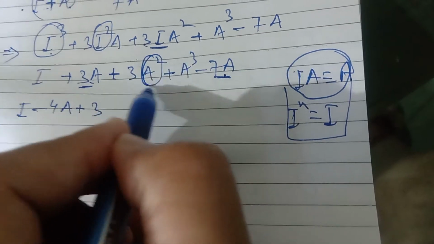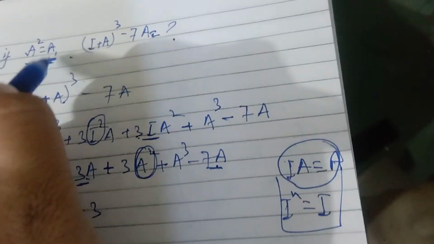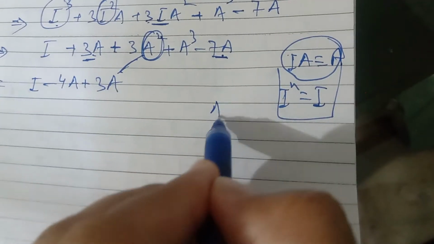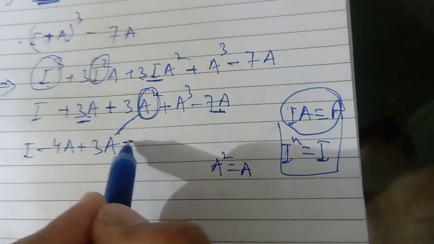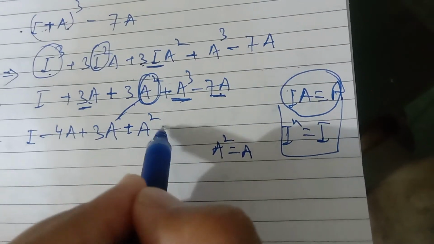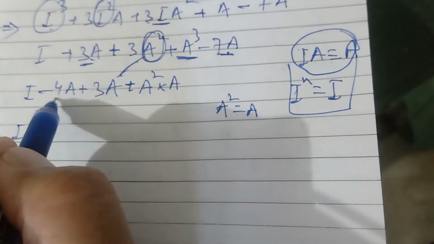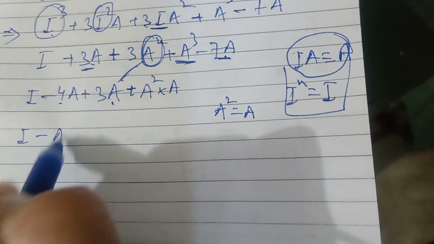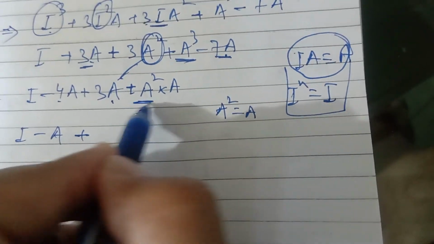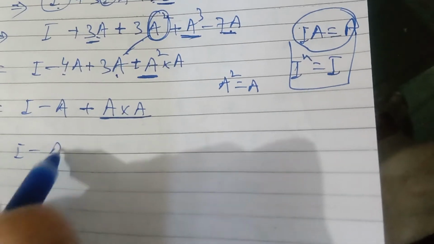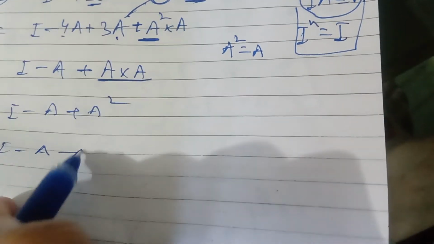नाउ A स्क्वायर इज इक्वल टू व्हाट? A. तो दिस विल बी प्लस 3A बिकॉज A स्क्वायर इज इक्वल टू A. एंड सिमिलरली फॉर A क्यूब आई कैन राइट इट एज A स्क्वायर इंटू A. सो दिस इज इक्वल टू I माइनस, ये हो गया 4A और ये -3A. तो कितना बच गया? -A प्लस A स्क्वायर किसके बराबर था? अगेन A के. A इंटू A कितना हो गया हमारे पास? A स्क्वायर. और A स्क्वायर किसके बराबर था हमारे पास? A के. A एंड A चले गए. दिस इज इक्वल टू आइडेंटिटी.